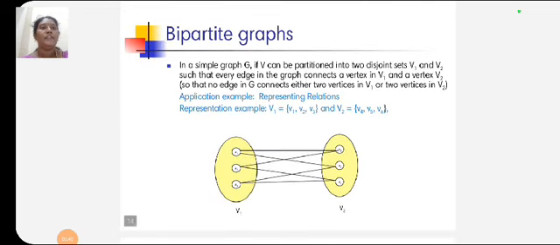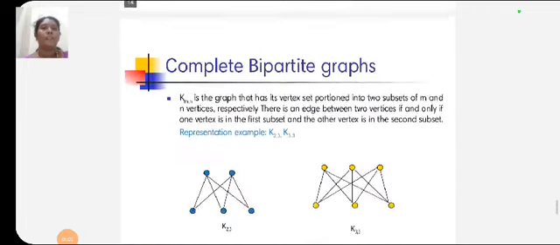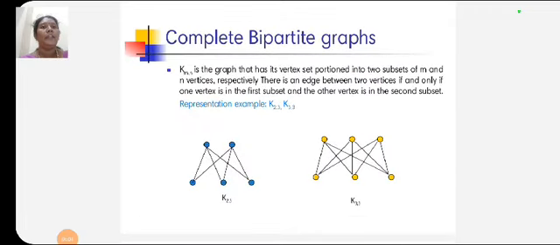Bipartite graph. In a simple graph G, if V can be partitioned into two disjoint sets V1 and V2 such that every edge in the graph connects a vertex in V1 and a vertex in V2, then it is said to be a bipartite graph. Complete bipartite graph. K(m,n) is the graph that has vertex set partitioned into two subsets of m and n vertices respectively. There is an edge between two vertices if and only if one vertex is in the first subset and the other vertex is in the second subset. Then it is said to be a complete bipartite graph.